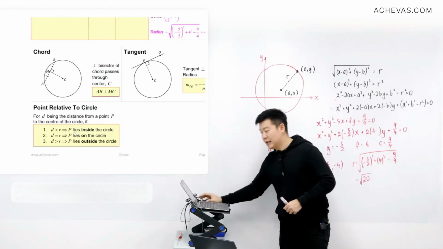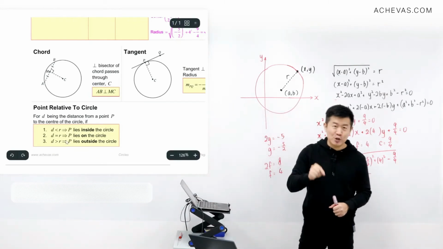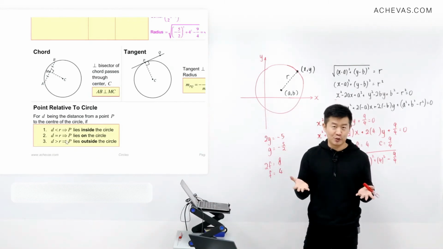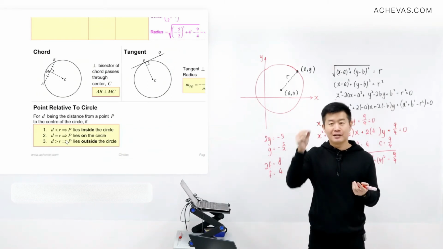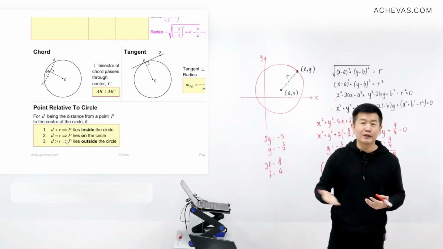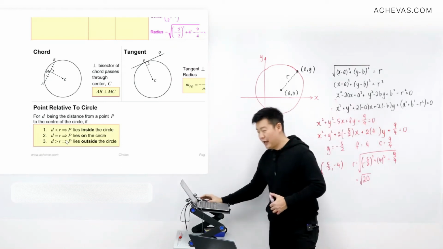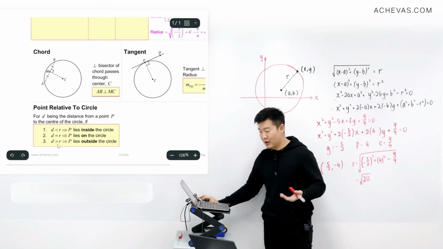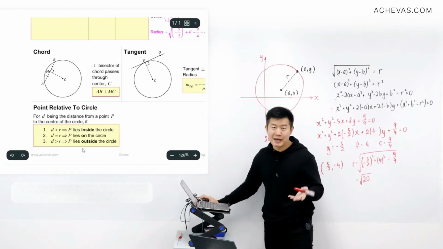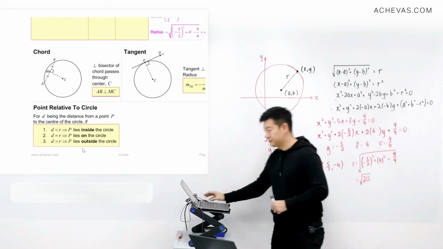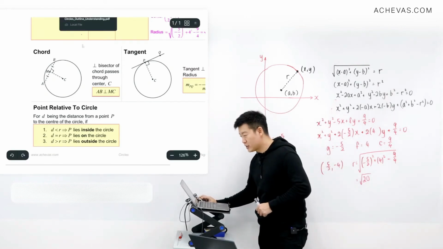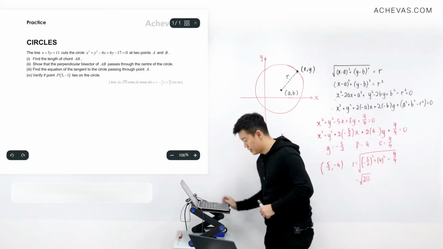But if the distance is exactly equal to the radius, so what should we know? If the distance is exactly the same as the radius, that means that point should be lying on the circumference of the circle. And if the point is going to be of a distance that is more than the radius of the circle, that means that point is going to be outside the circle. Let's look at a question so that we can apply the things that we have just discussed. And that question is this one here. Let's take a look at it.